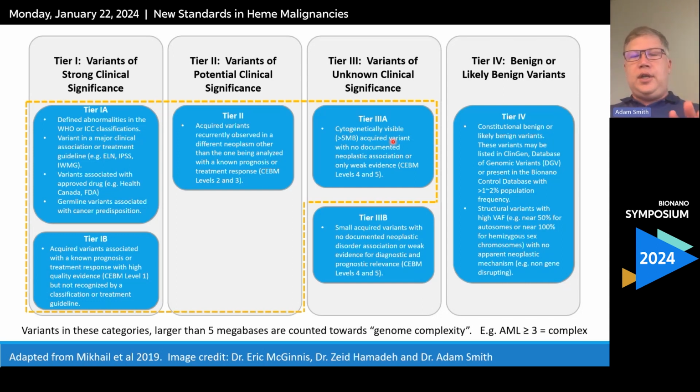Because when we karyotype, we don't actually make that distinction. We just count up the number of abnormalities no matter what they are. So we're doing the same thing for OGM. We're going to count everything from tier 1 to tier 3A, which these are bigger than 5 megabases. And then these ones here that are smaller, of course, we're not going to count those because we wouldn't have counted them before by karyotyping.